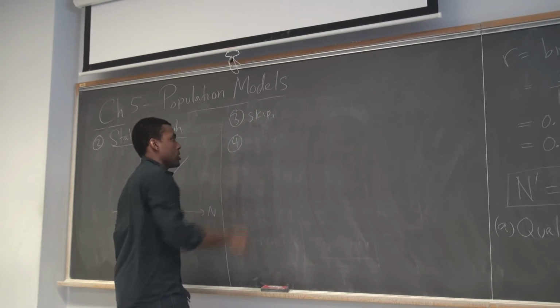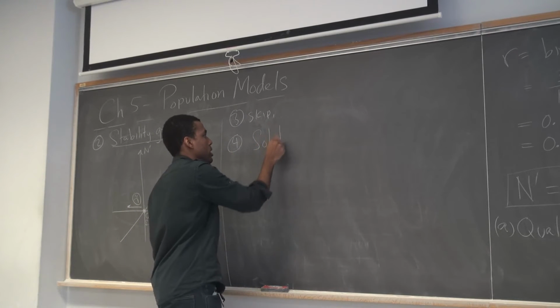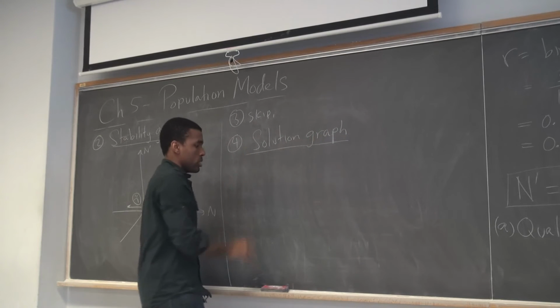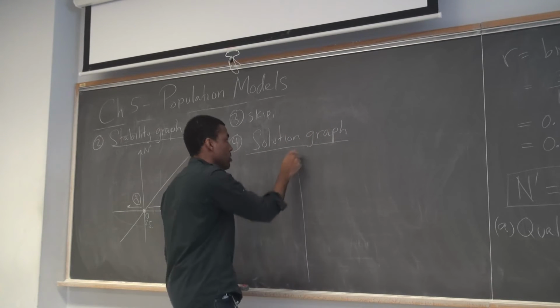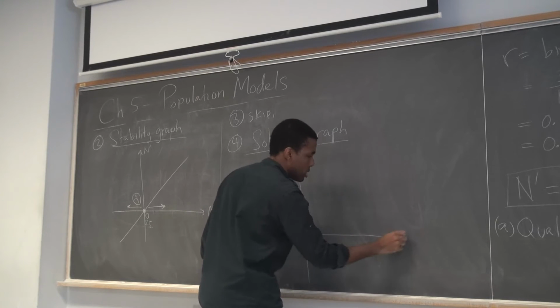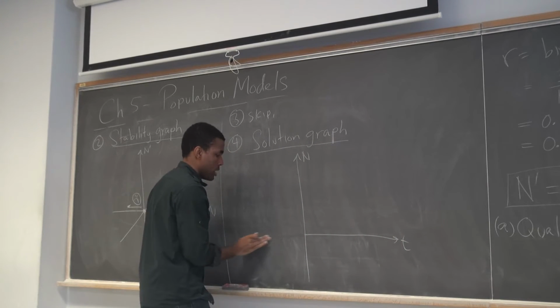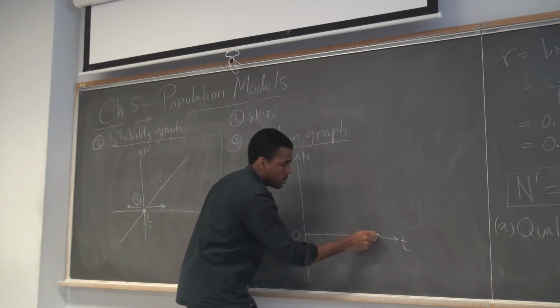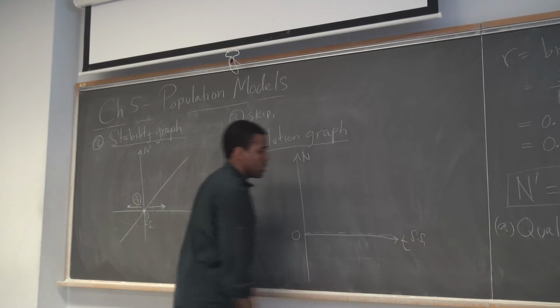We can skip that because we know how to use our intuition. Finally, we want to get to the solution graph. How will this population behave in the long run? N versus t. We care about negative time. 0 is the steady state.